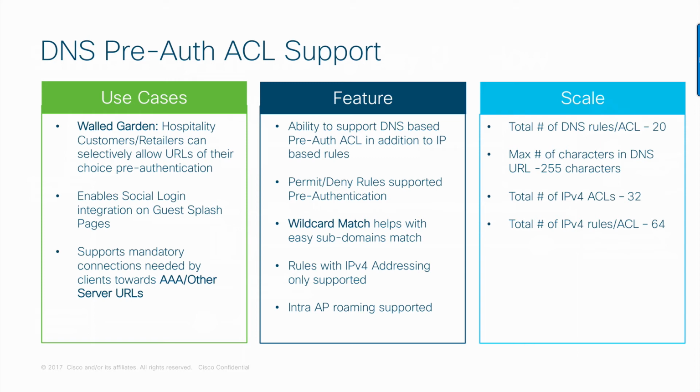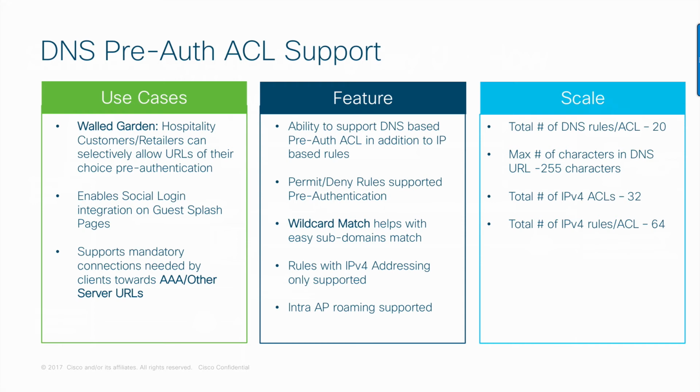In terms of feature support, we supported IPv4 pre-auth ACLs prior to 8.7. In 8.7, we are adding support for DNS-based ACLs as well. In terms of the rules, we support both actions, permit and deny, and wildcard matches for domains, so easy subdomain match is also supported. In terms of the scale limits, the total number of DNS rules per ACL is 20. Maximum number of characters in a DNS URL is 255 characters.